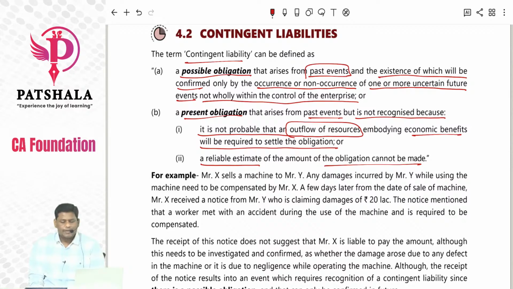A contingent liability can be defined as a possible obligation. There are two definitions in it. You write the first one first.